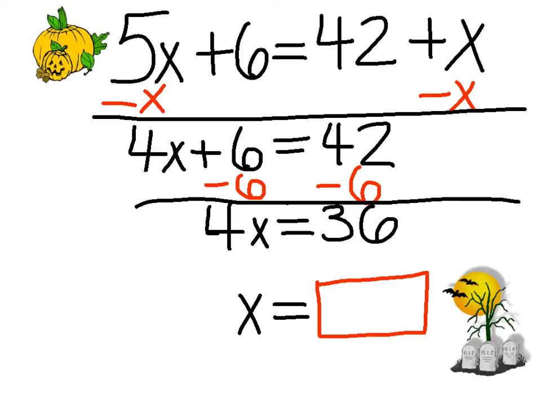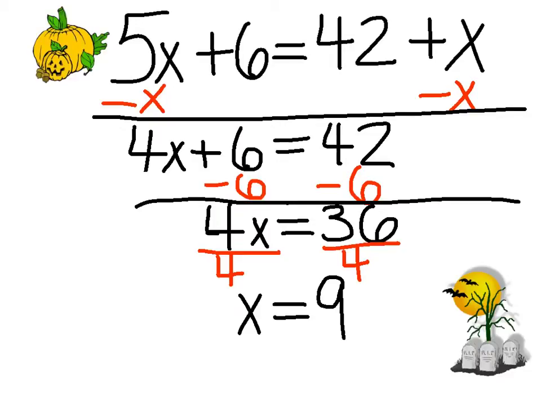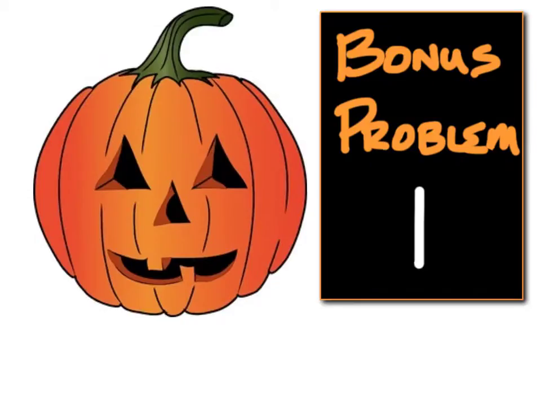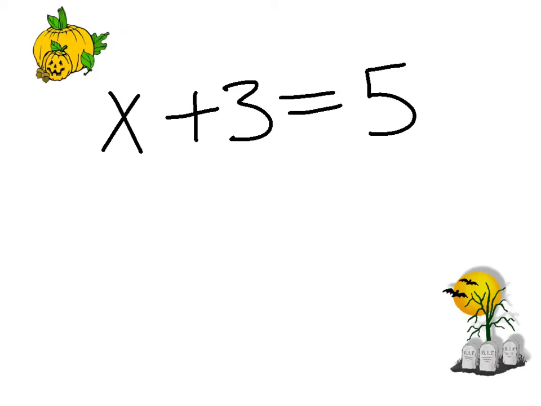Okay, our last step is to divide by 4. When we divide 4 on both sides, we have 36 divided by 4, so x is going to be equal to 9. Alright, bonus problem. Just go ahead and bring me the answer. Alright, answer for the bonus is 2.